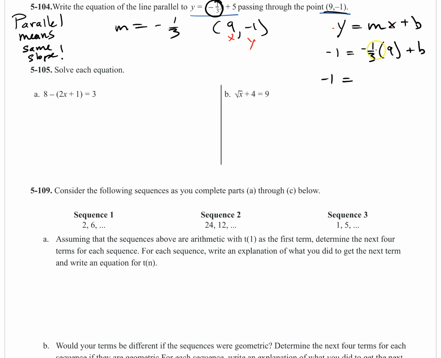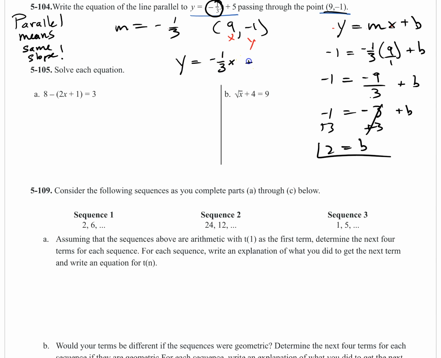Okay, this is -1 equals, now we have a fraction times a whole number. So what you do here is you put the whole number over 1, and you multiply straight across. 1 times 9 is -9 over 3 times 1 is 3. Okay, so this is -1 equals negative divided by positive. That's -3 plus b. Add 3 to each side, and -1 plus 3 is 2. Alright, so my equation is y equals -1/3 x plus 2.